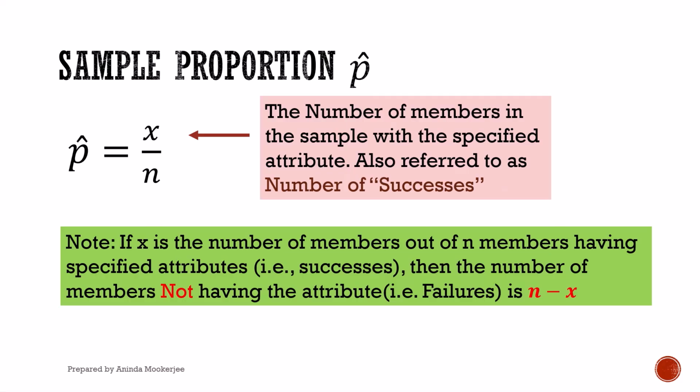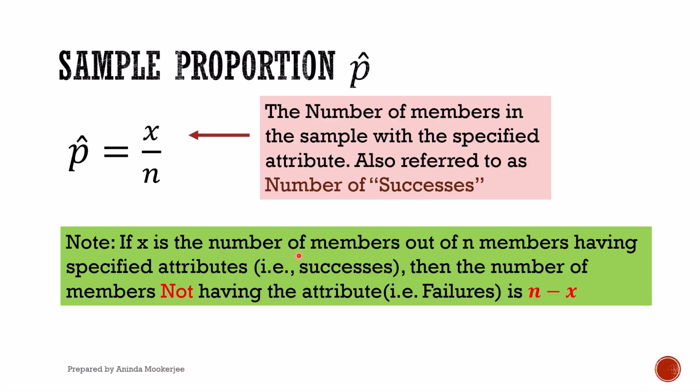So to continue a little longer on the topic of sample proportion and how to calculate it one more time, the notation for it is the lowercase p with the hat symbol over it. The formula is x divided by n, n being the sample size that we are working with. x represents the number of members in the sample with the specified attribute, and that is also referred to as successes. So whenever a member has met the specified attribute, then that's regarded as a success.